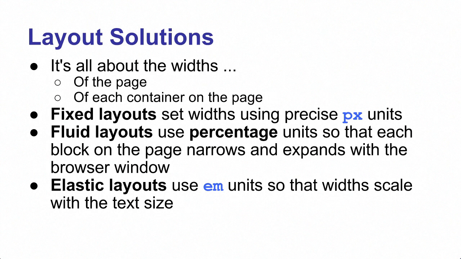The first solution, called fixed layout, uses pixel measurements to recreate as closely as possible the level of control expected in print design. Fluid layouts, by contrast, make all widths variable as a percentage of the available space. The page and its contents appear to stretch and shrink with the dimensions of the browser window. Elastic layouts base all dimensions on the text size, an approach that can work pretty well on text-heavy sites where readability is the primary concern.